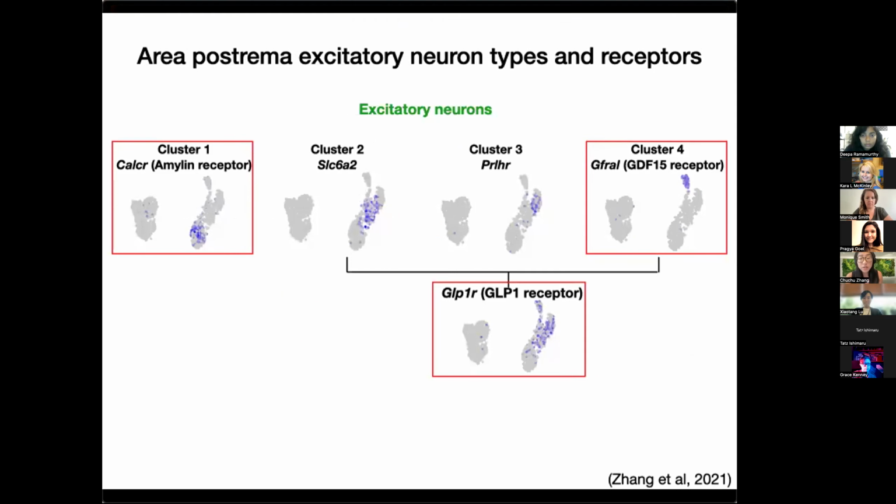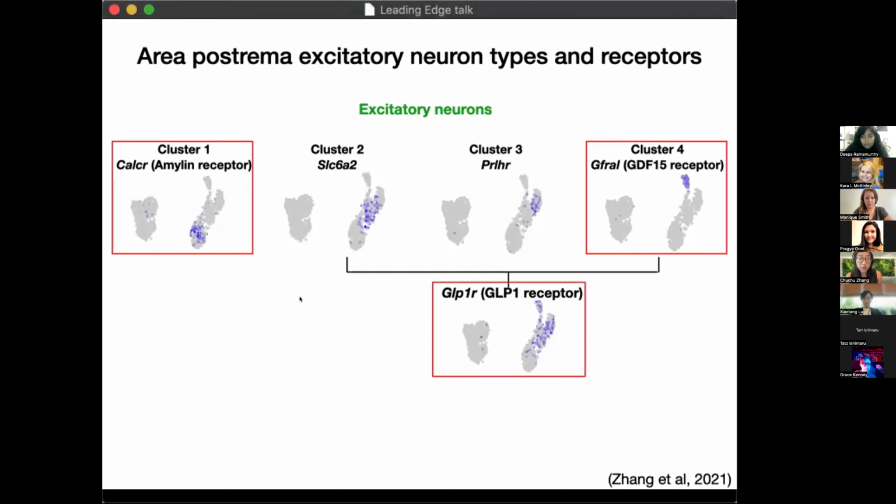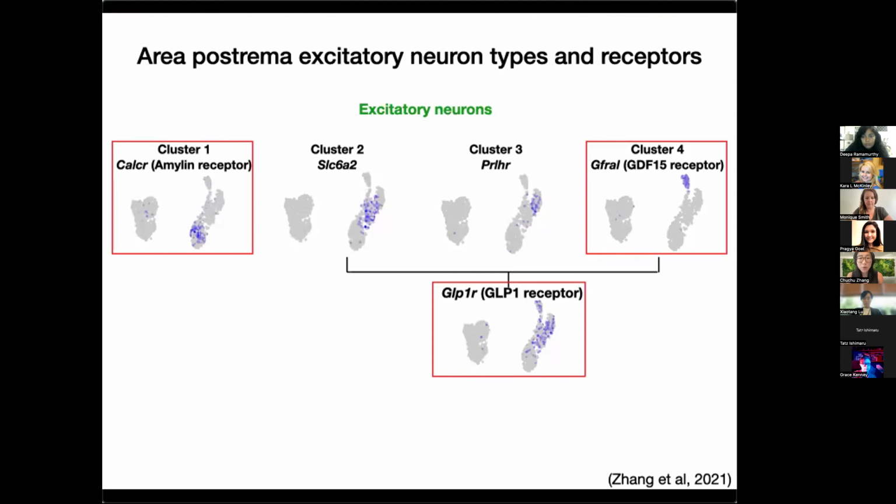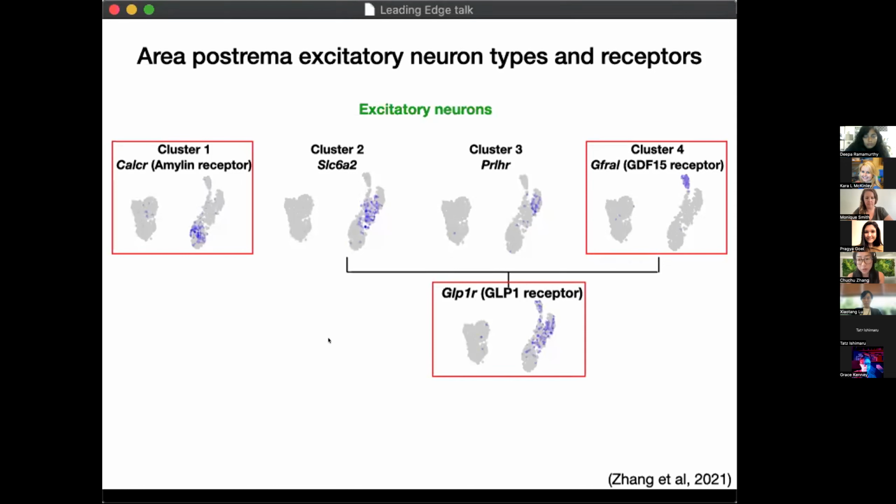GDF15 is a stress response cytokine, which has recently been discovered to be increased during cancer chemotherapy, bacterial infection, and pregnancy. Some research has also shown that GDF15 can suppress food intake, and in some animals, even induce nausea and even vomiting. So we validated functional expression of these receptors and created knock-in mouse lines to access small or large clusters of the area postrema neurons.